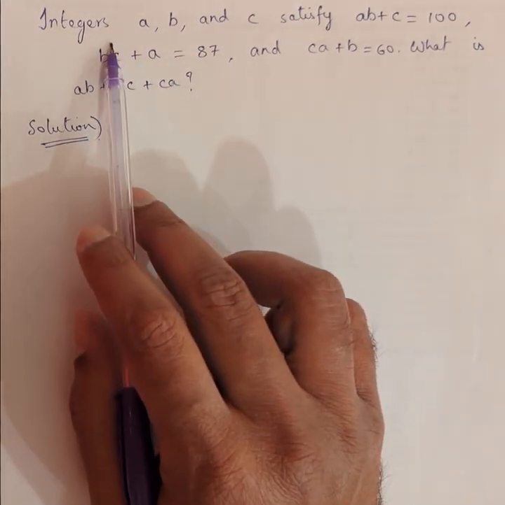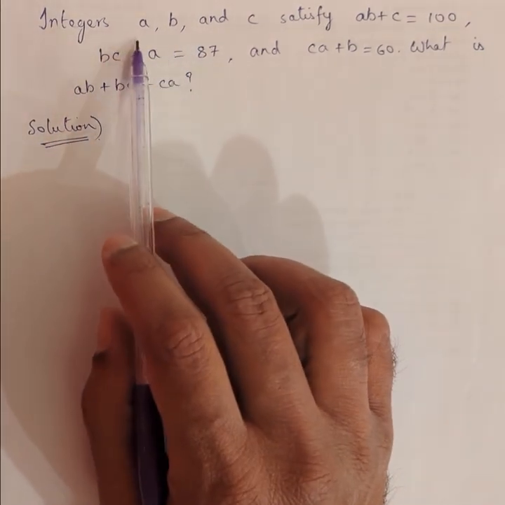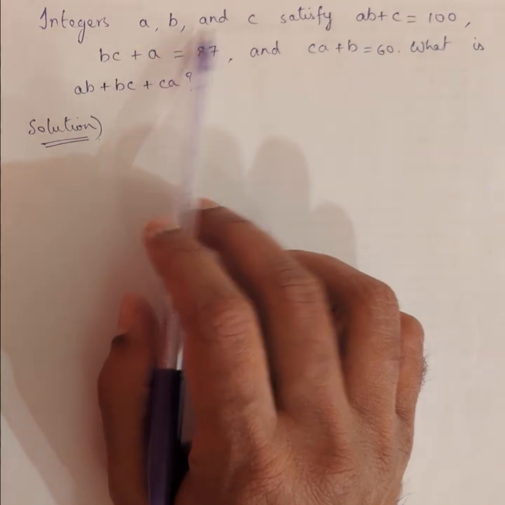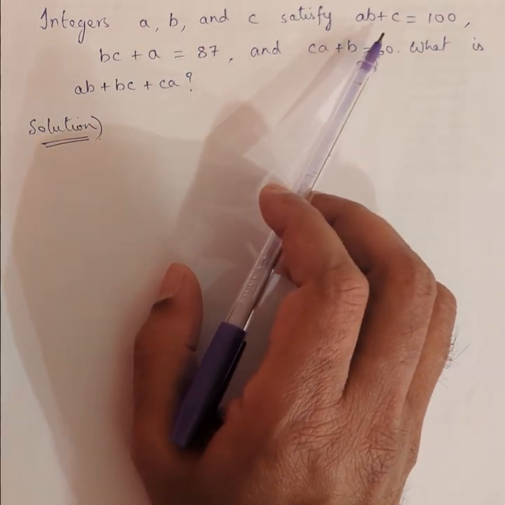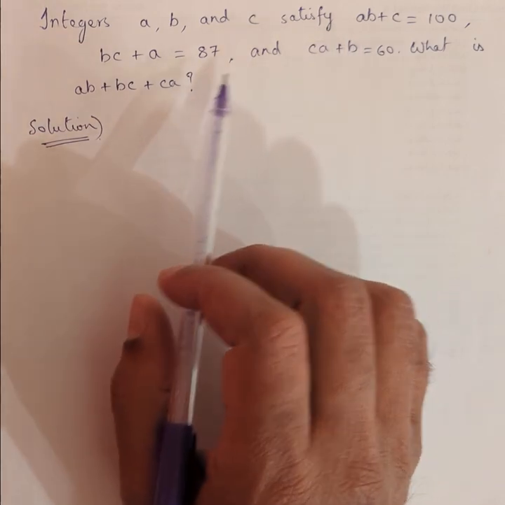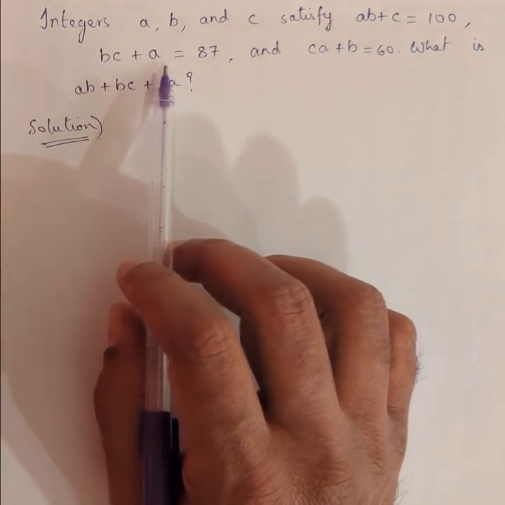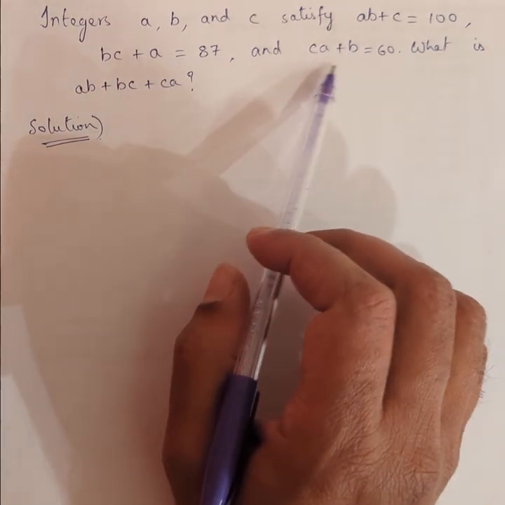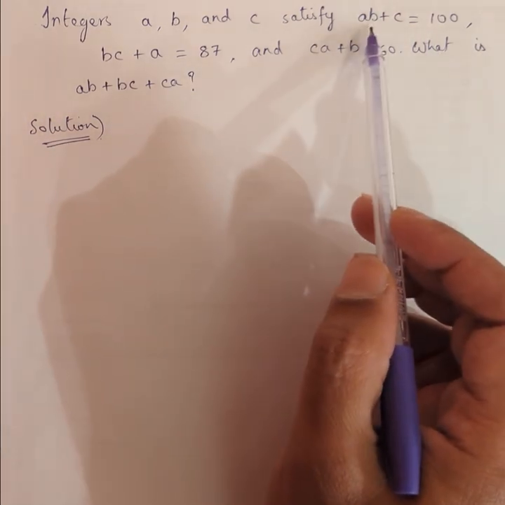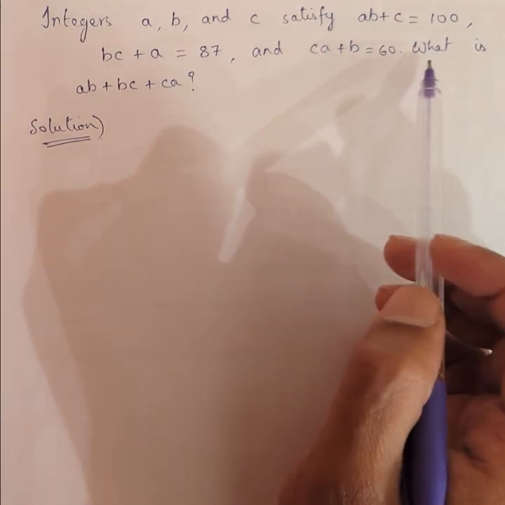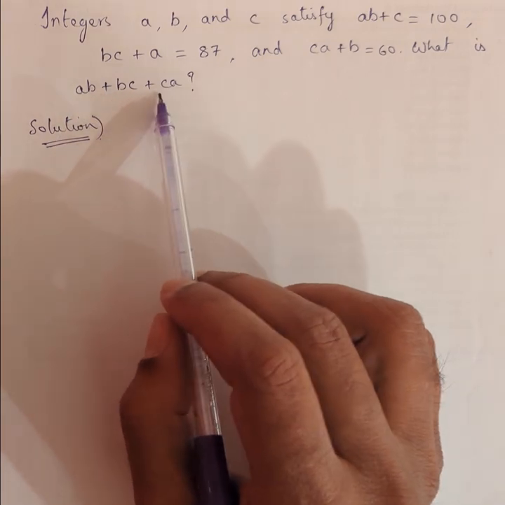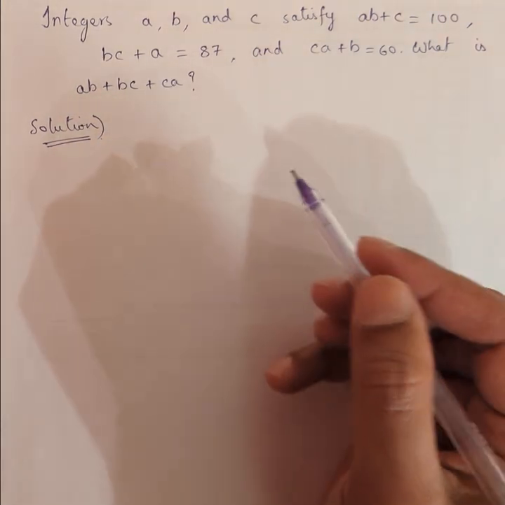Here is a problem from AMC 10A. Integers a, b, and c satisfy those three equations: ab plus c equals 100, bc plus a equals 87, and ca plus b equals 60. So these are all integers. And then the question is, what is ab plus bc plus ca?